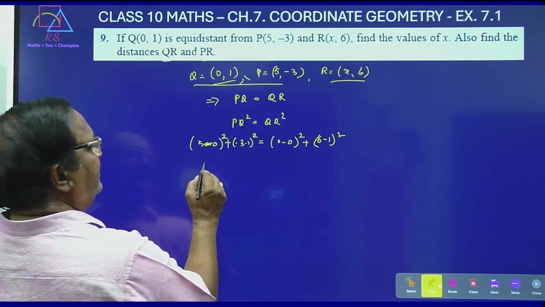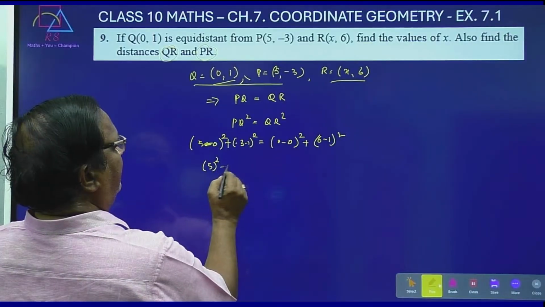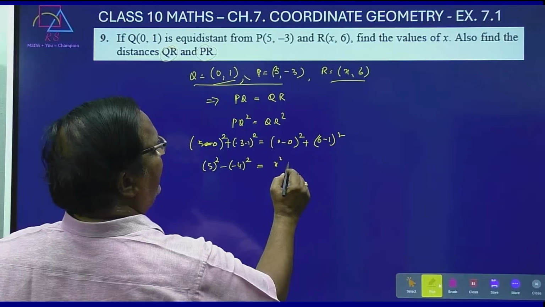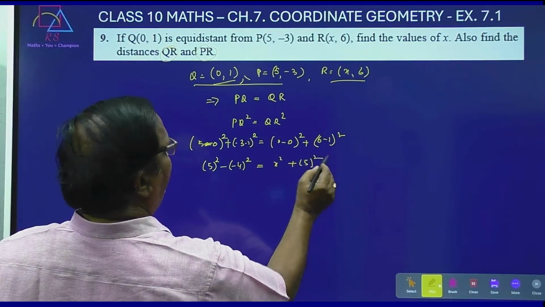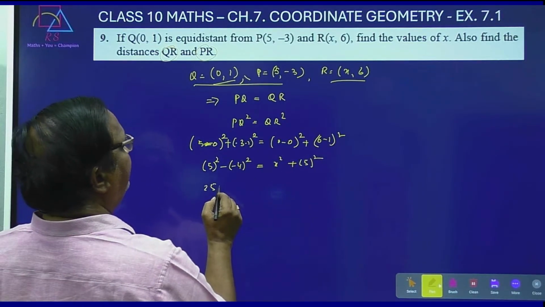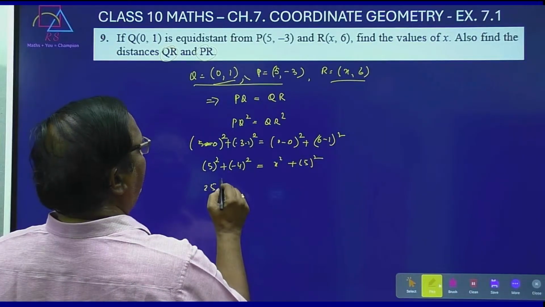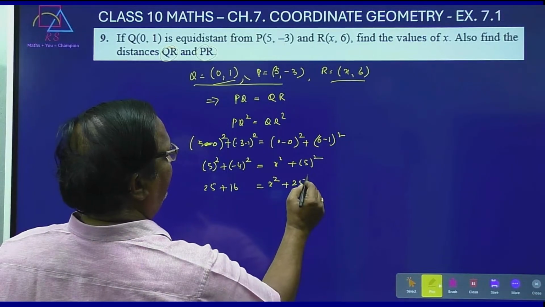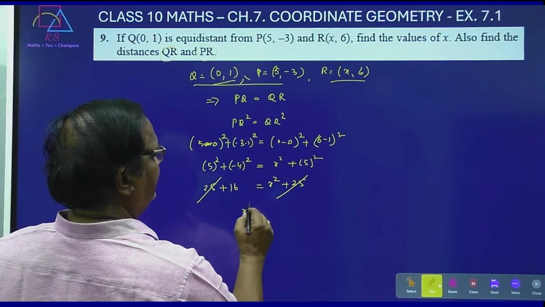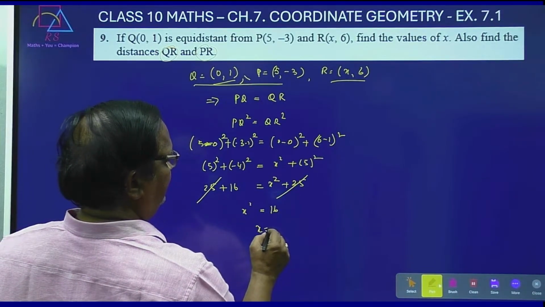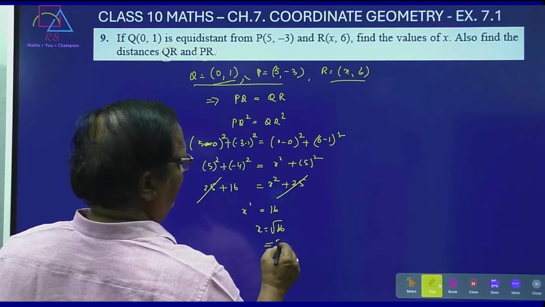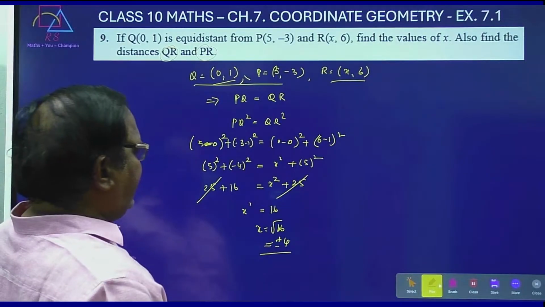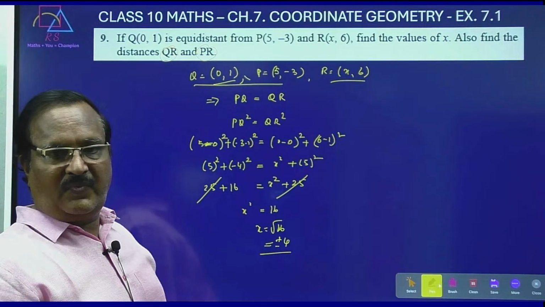So 5 minus 0, 5 square, plus minus 4 whole square, is equal to x square plus 5 whole square. So 25 plus 16 is equal to x square plus 25. 25 cancels. x square is equal to 16, x is equal to square root of 16, plus or minus 4. So we got x plus or minus 4.